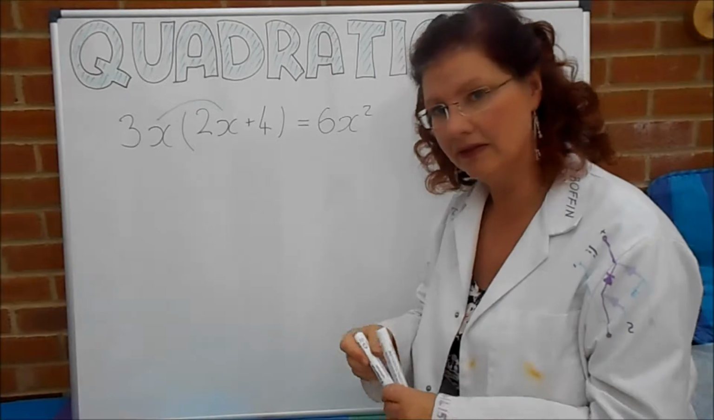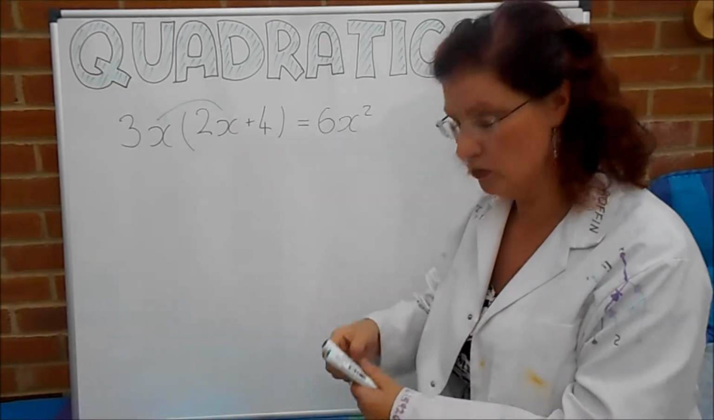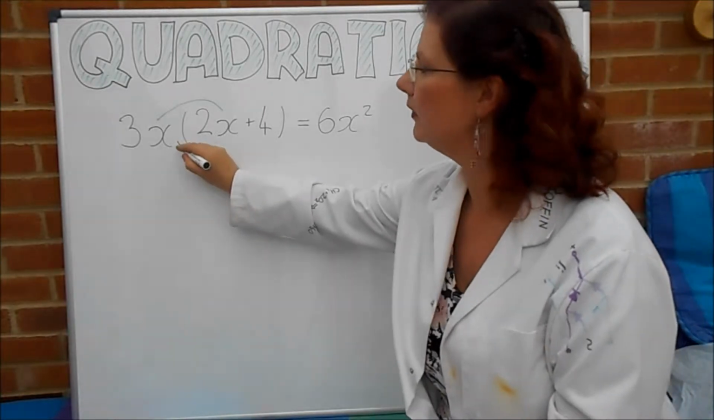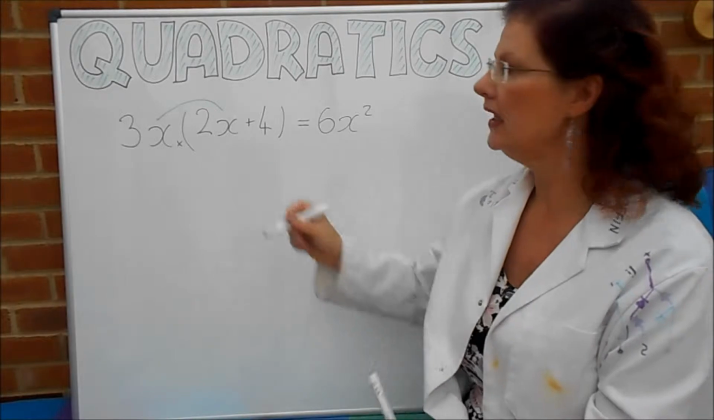x squared. Okay? It's not 5x, we're not adding them, we're multiplying them. Remember there's a little times there. Okay, so that's the first thing, and here's the second thing.